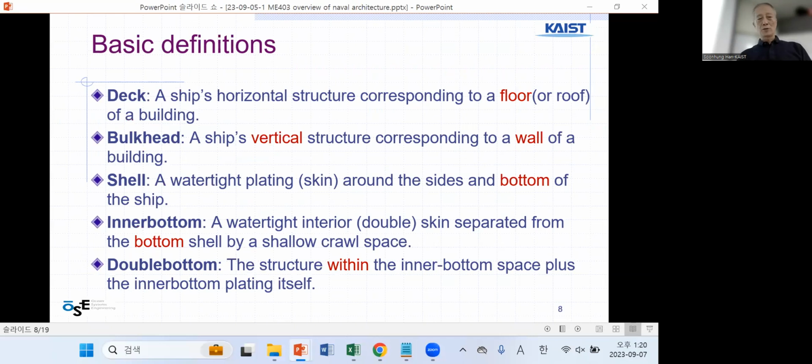Deck is floor, and bulkhead is vertical structure like this, wall inside the ship, wall of a building. Shell is a skin of the ship, you may think about the airplane. Shell is the main structure. Also, airplane is very similar to a submarine, and also structure inside the airplane is similar to submarine, and they also use many similar terminology inside the airplane. Watertight skin around the side and bottom, and inner bottom and double bottom.